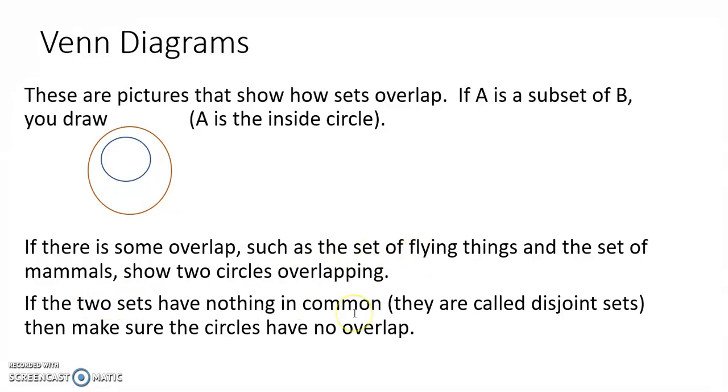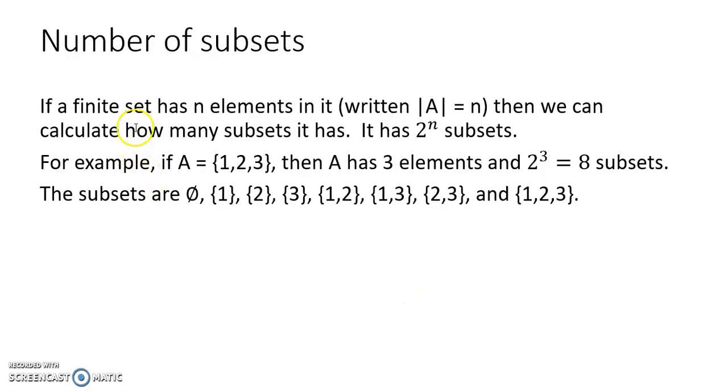And if they have nothing in common, so if we have the set of plants and the set of animals, then the two circles have no overlap. They're just two circles sitting in space, completely unrelated to each other. And the term for that is, we say that the sets are disjoint. Okay. Lastly, back on the subject of subsets, we can count how many subsets a set will have.